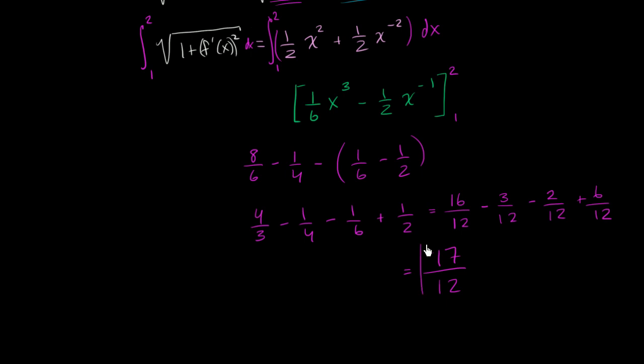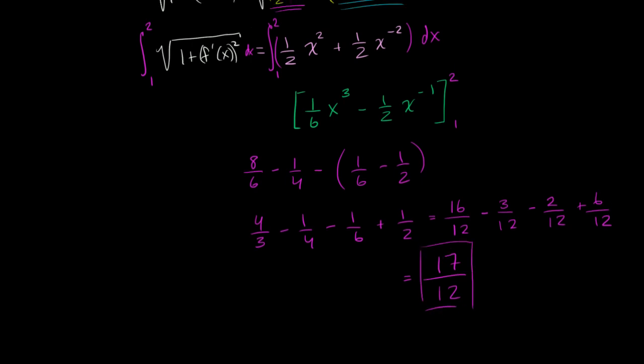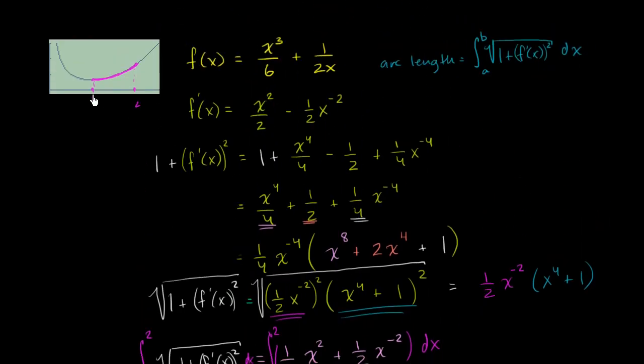So there we have it. The length of that arc along this curve between x equals 1 and x equals 2, that length right over there is 17/12. And we're done.